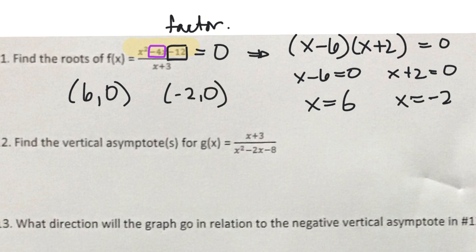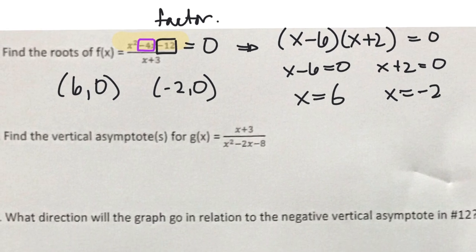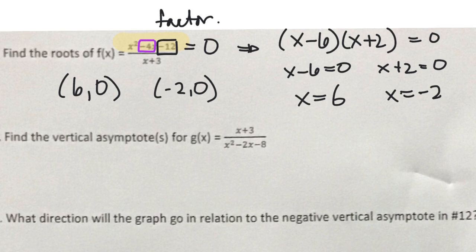Those are the x-intercepts. That's where your graph will cross the x-axis. So be able to recognize it both as an x value and as a point. X values and points.